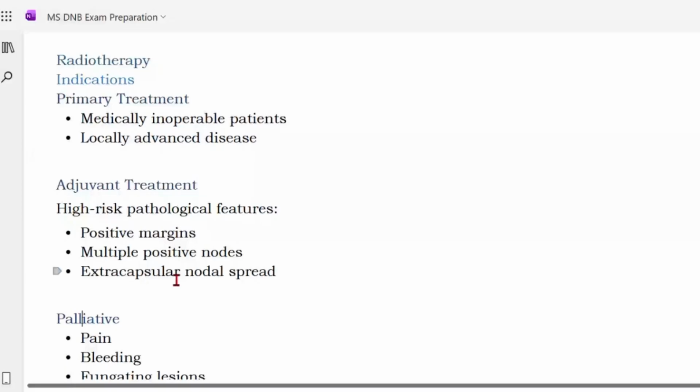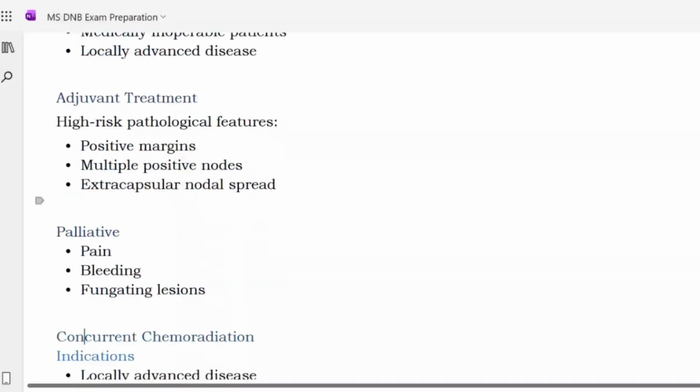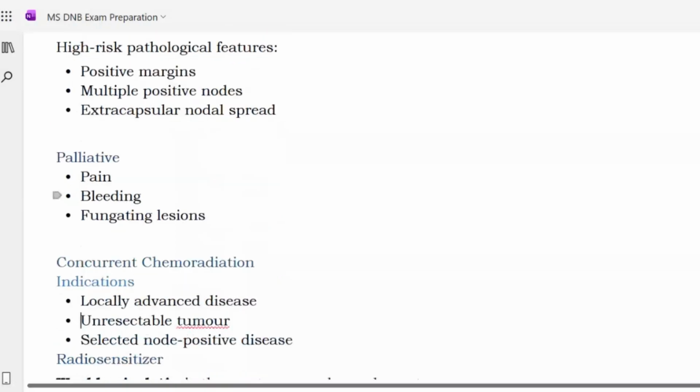Okay, multiple positive nodes, positive margin, these are poor factors. So these patients will require adjuvant treatment. Even if you do the radical or partial vulvectomy, you will give the adjuvant radiotherapy to these patients. Then it may be a palliative radiotherapy for pain, bleeding, fungating lesions, etc.